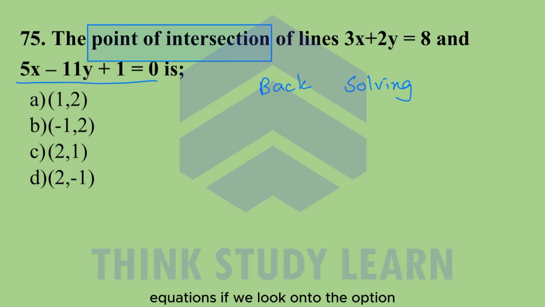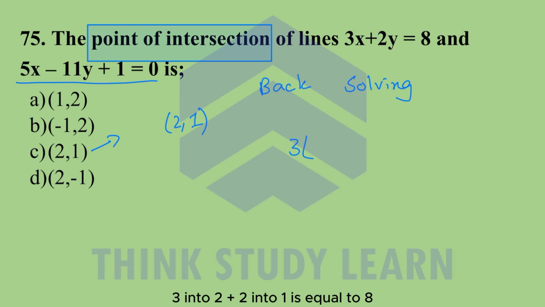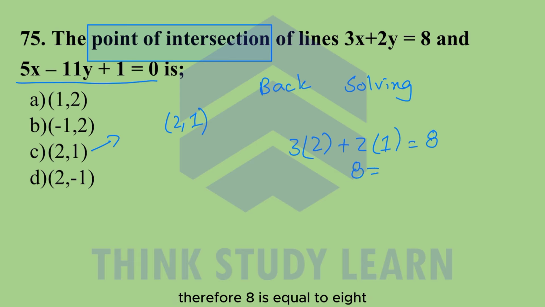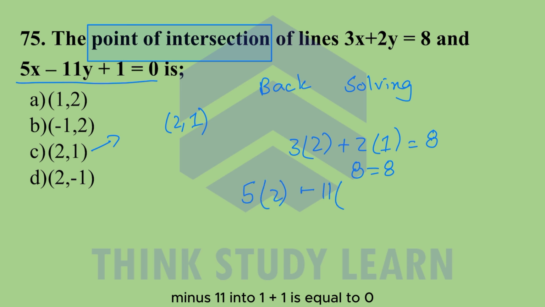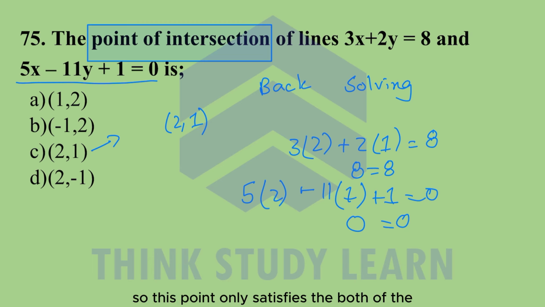If we look onto the option C here, the point given to us is 2 and 1. That satisfies the first equation. 3 into 2 plus 2 into 1 is equal to 8. Therefore, 8 is equal to 8. We'll also put the value into the second equation. 5 into 2 minus 11 into 1 plus 1 is equal to 0, then 0 is equal to 0. So this point satisfies both of the equations given to us in the question. Then this point is the point of intersection for the given lines. C option will be the right answer.